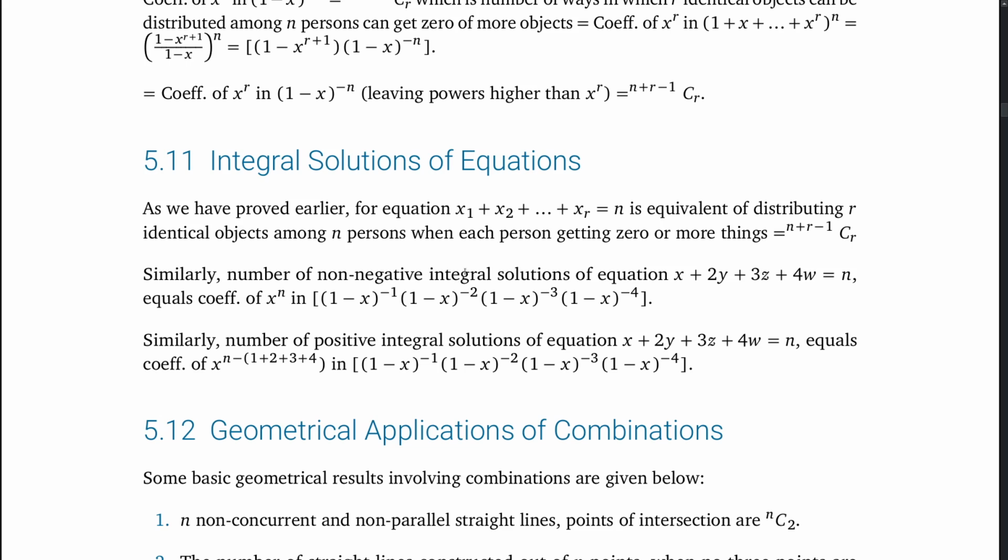Similarly, the number of non-negative integral solutions of the equation x + 2y + 3z + 4w = n will be given by the coefficient of x to the power n in (1 - x)^(-1), (1 - x^2)^(-1), (1 - x^3)^(-1), and (1 - x^4)^(-1).